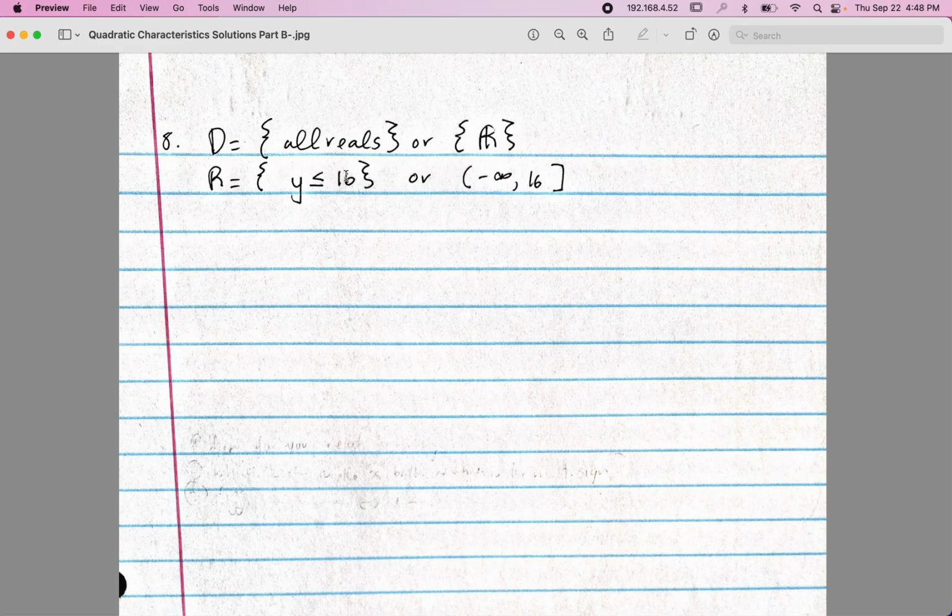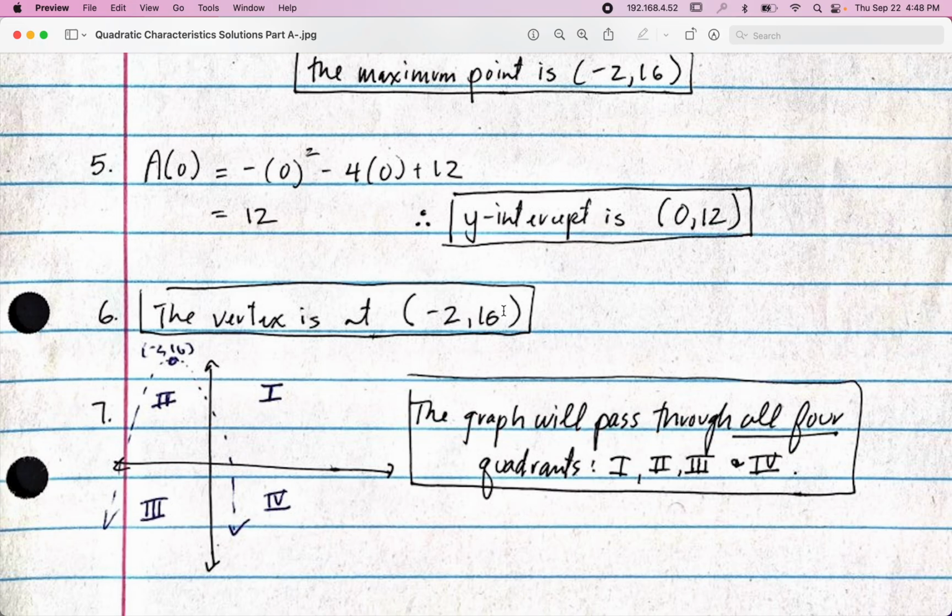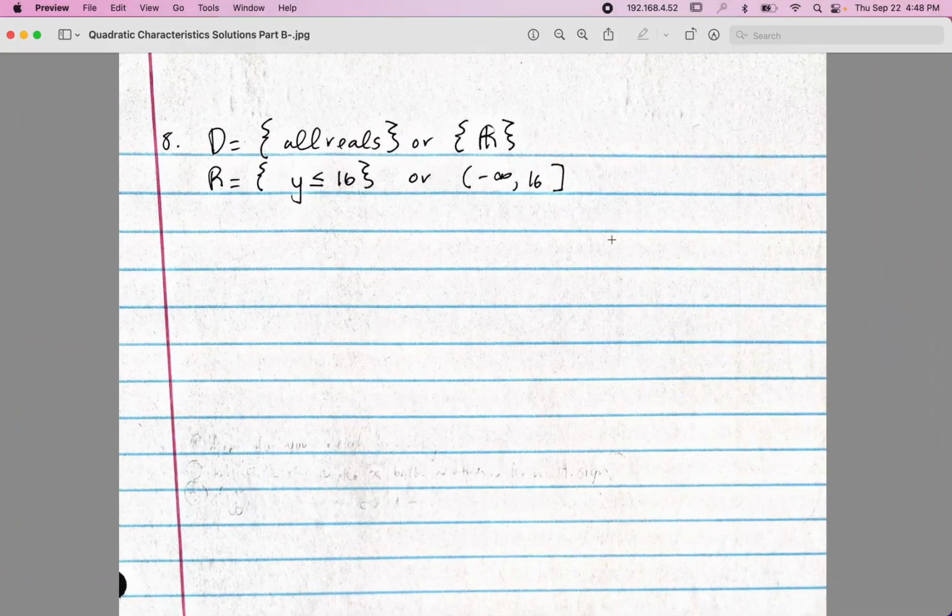And then here, I'm reporting using inequality notation the range. y is less than or equal to, I think, 16. Is that right? Yep, 16 is the maximum value. In interval notation, we'd say we're going from negative infinity, no bound, that's why we have a parenthesis, all the way up to and including 16 itself.